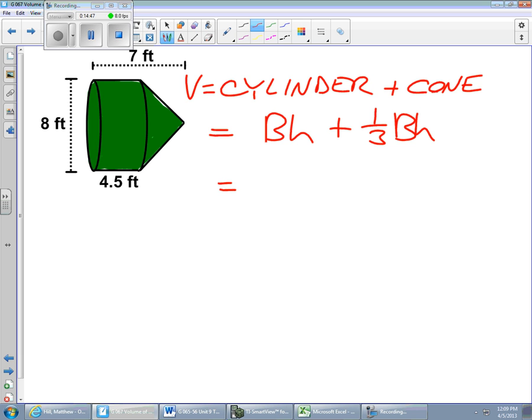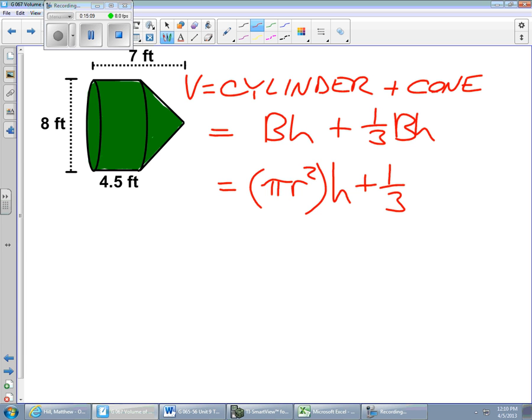Pi r squared. And my advice would be to change big B into pi r squared. Actually change the formula to match the shape that we've got going on rather than trying to do too many steps in our head at once. That's when we make silly mistakes. Same thing on the cone.